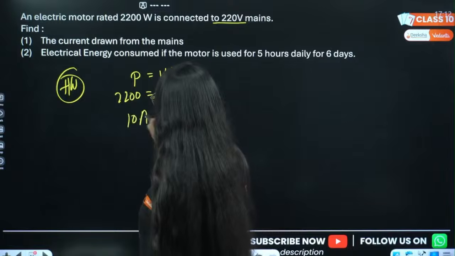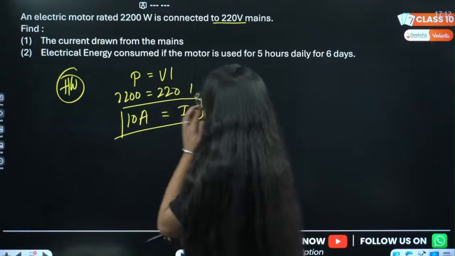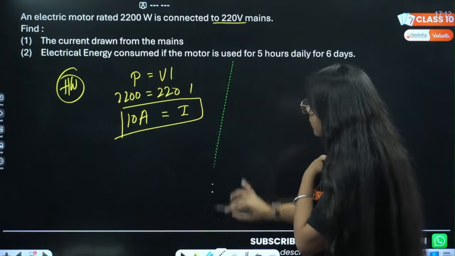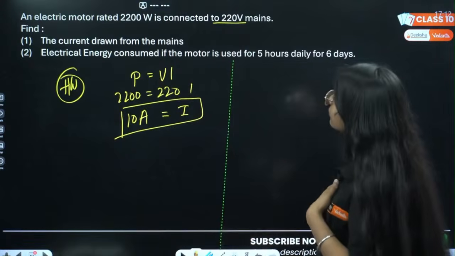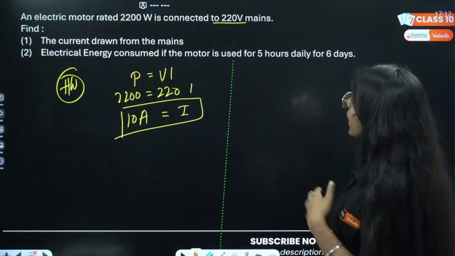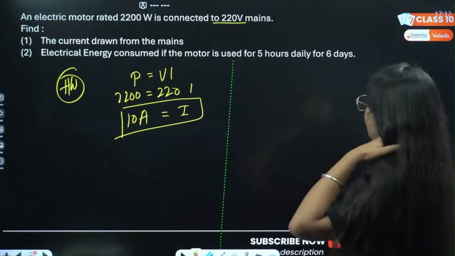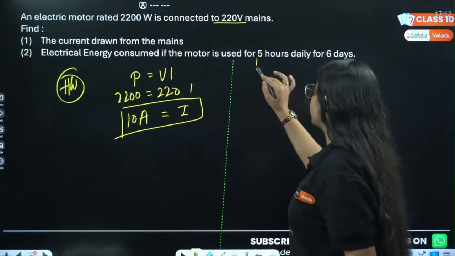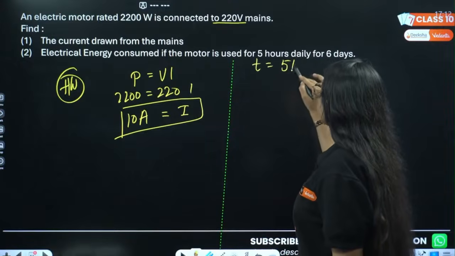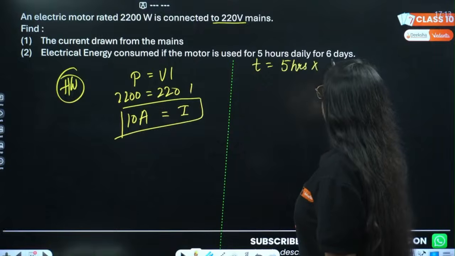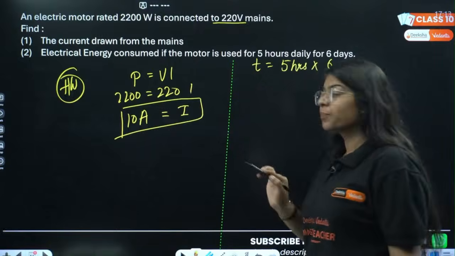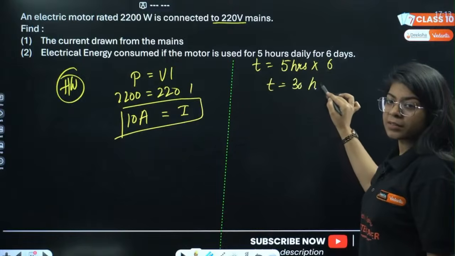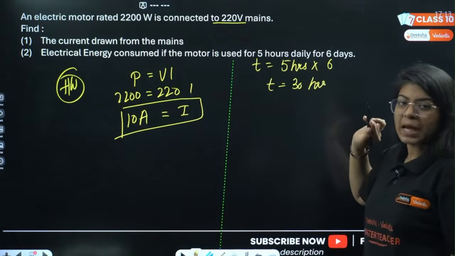This is simply 10 ampere. समझ में आ गया? And the second part now. Second part says, energy consumed if the electric motor is used for 5 hours daily for 6 days. So time is 5 hours, right? But for 6 days, so we'll multiply by 6, right? So time is 30 hours. Correct? Time is 30 hours.